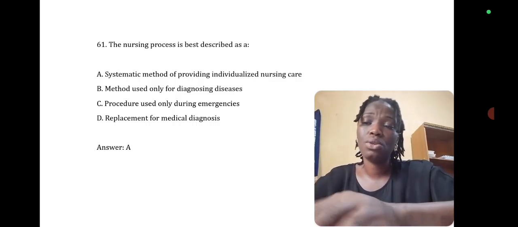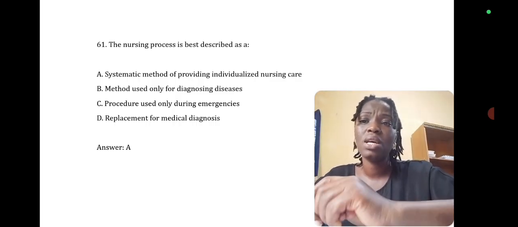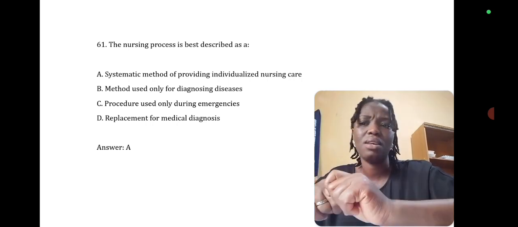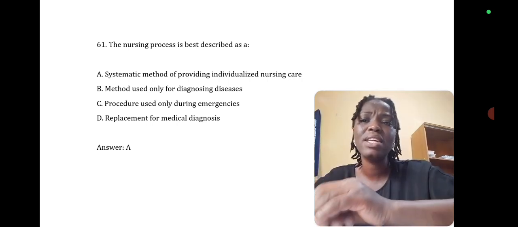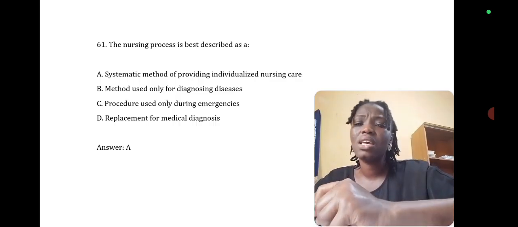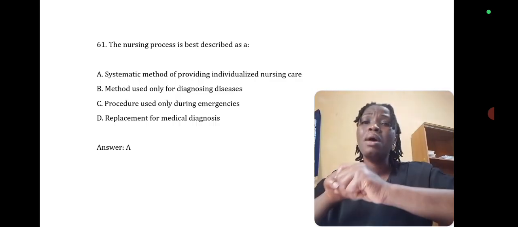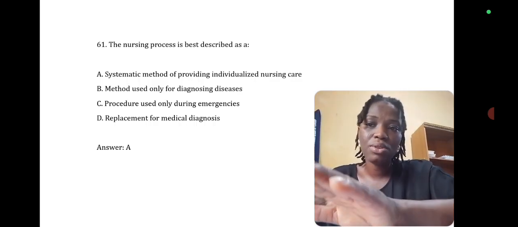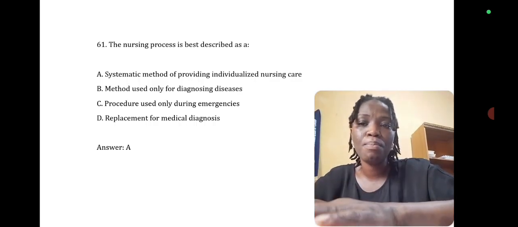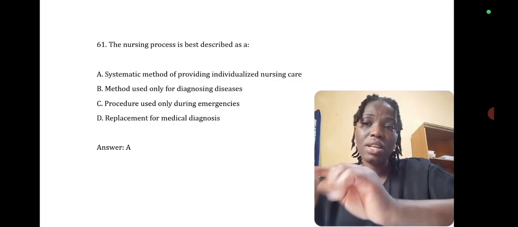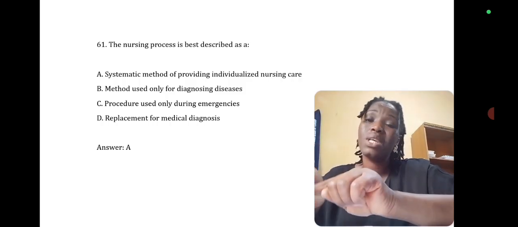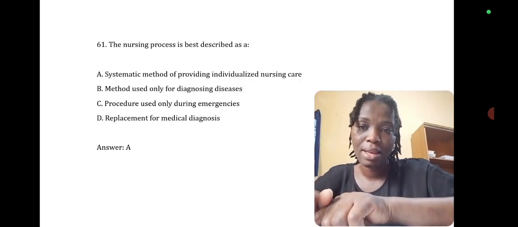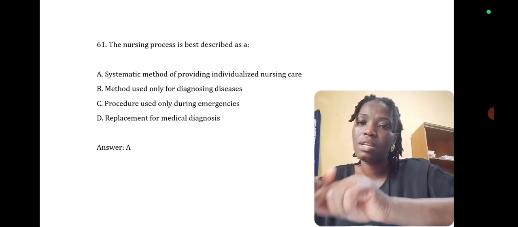So we start with question 61 now. Question 61 says, the nursing process is best described as: the answer is A. It's a systematic method of providing individualized nursing care, holistic nursing care, patient-centered nursing care. So whenever you see this systematic method or way of providing individualized care, or they say holistic care, or they say patient-centered care, that is nursing process.